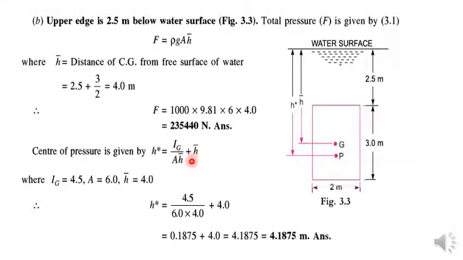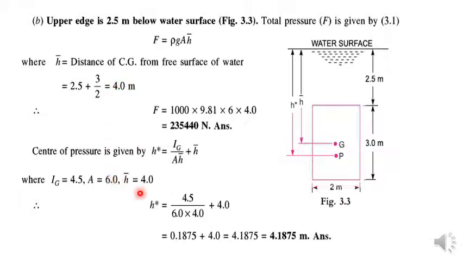So here again Ig is not going to change, because the center of gravity will remain the same, meaning the centroidal axis will remain the same. And area is not going to change, it is a geometric property, so you are not changing the geometry, you are only changing the position of your plane surface. So the geometry will remain the same, then your moment of inertia and area will remain the same. Only the distance h bar has been changed, and we have already calculated it as 4 meters.